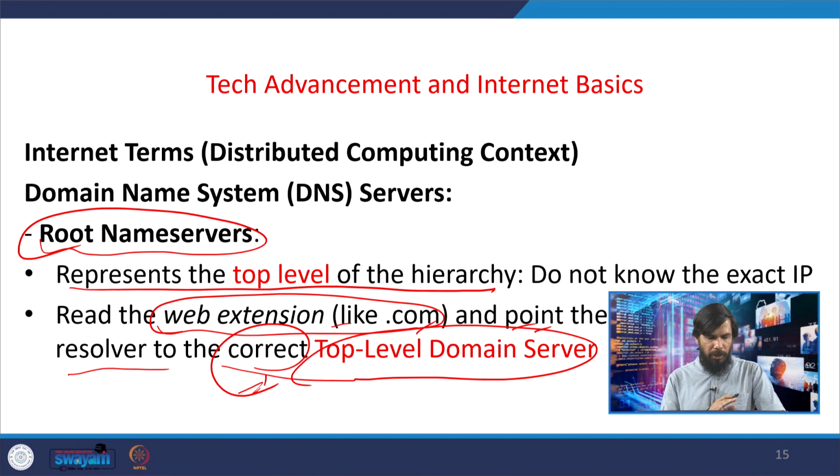So if the DNS resolver doesn't have the mapping in its cache, it will contact the root name server, which will then redirect the DNS resolver to the correct top level domain server, right. Then there are a few more servers which complete this tracking of the IP, and we will be talking about that in the next session. But first, a quick recap of what we talked about in this session.